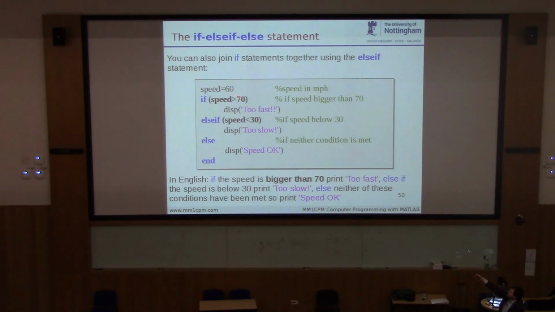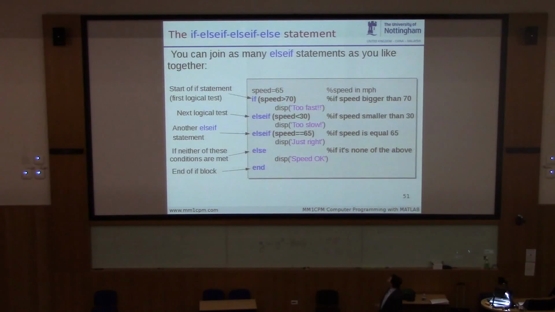So here we've got speed equals 60. So basically, imagine we're trying to write some code to tell you how fast to drive your car on the motorway. So here's speed equals 60. If speed is bigger than 70, disp too fast. Else if, this means if the first condition is not met, try this. Else if speed is slower than 30, disp too slow. Else, speed okay. So if you're going bigger than 70, too fast, less than 30, too slow, and everything else is okay. Any questions so far? No? It's all pretty simple stuff.